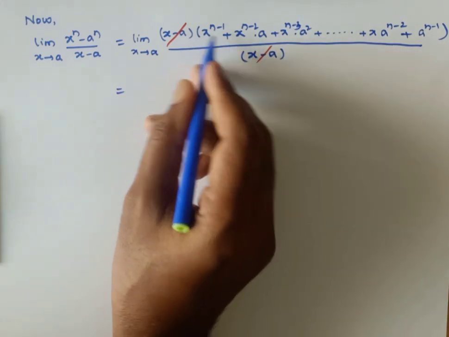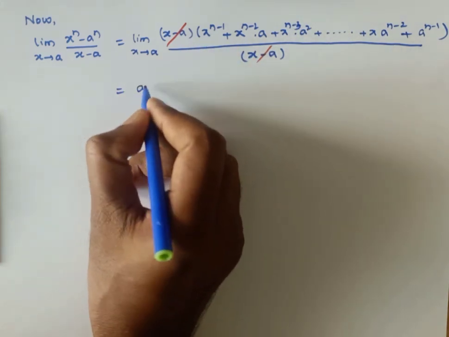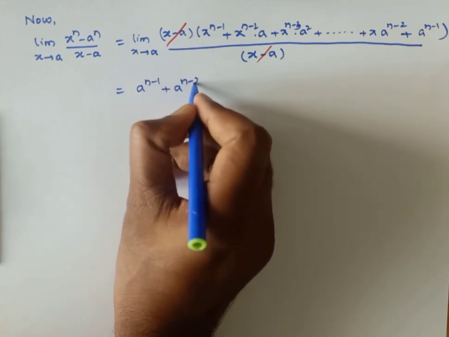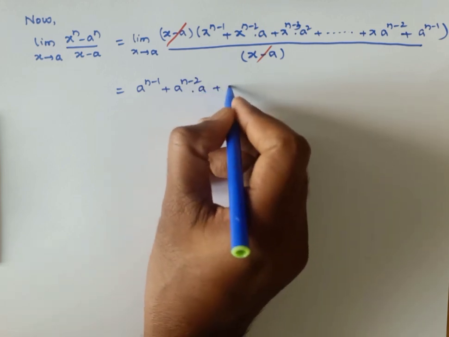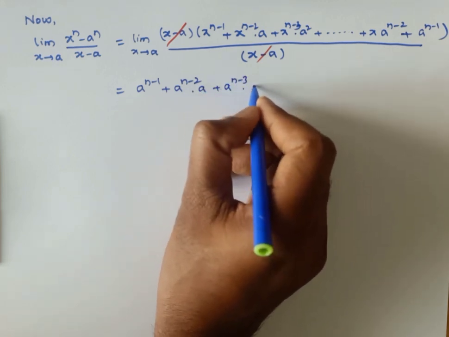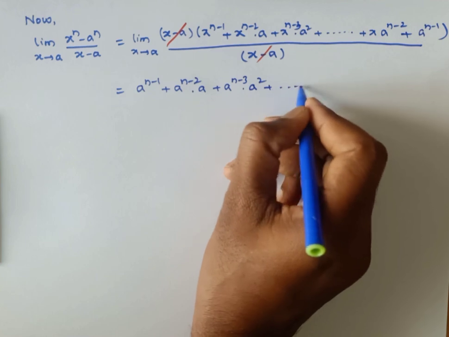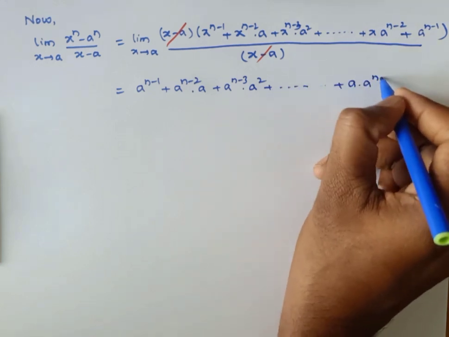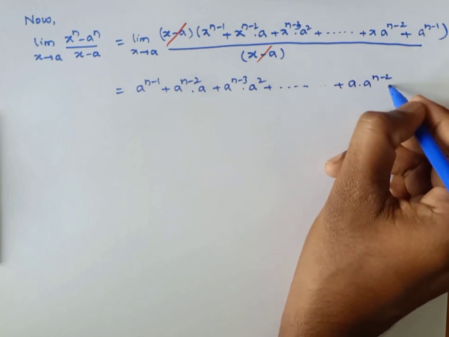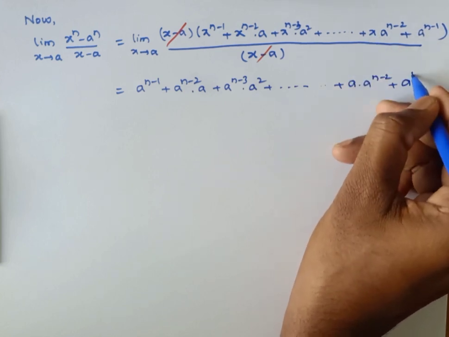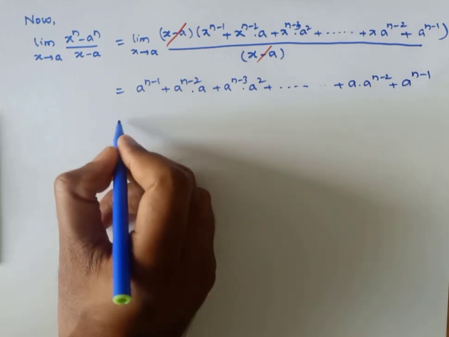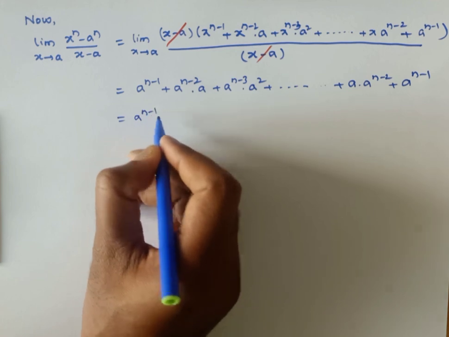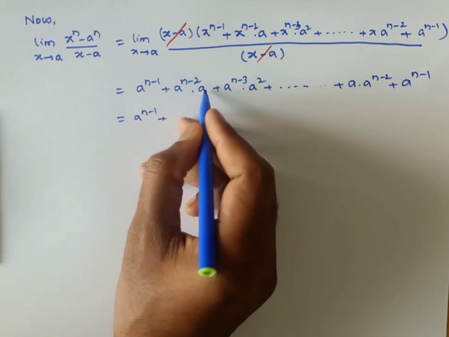Now here we can replace x with a, so that it is a to the power of n minus 1 plus a to the power of n minus 2 into a plus a to the power of n minus 3 into a square plus and so on, a into a to the power of n minus 2. x is replaced. Now here it is a constant, so directly it is a to the power of n minus 1. Now this is a to the power of n minus 1 as it is, plus a to the power of n minus 2 and a power 1 is there.